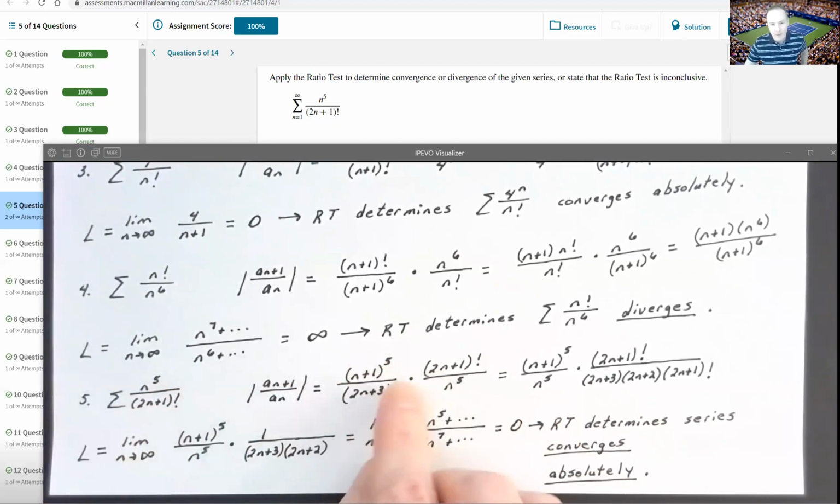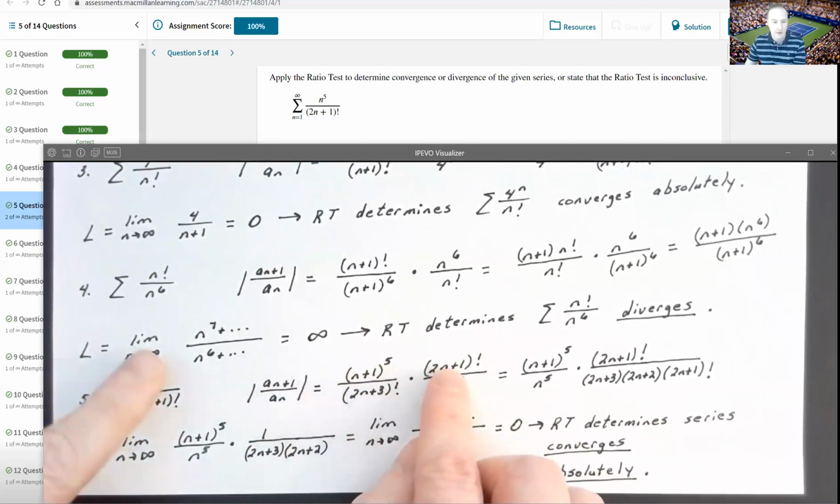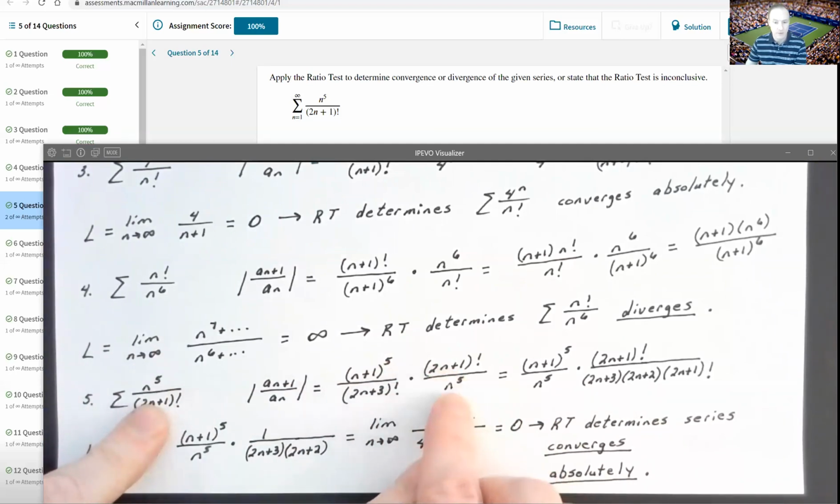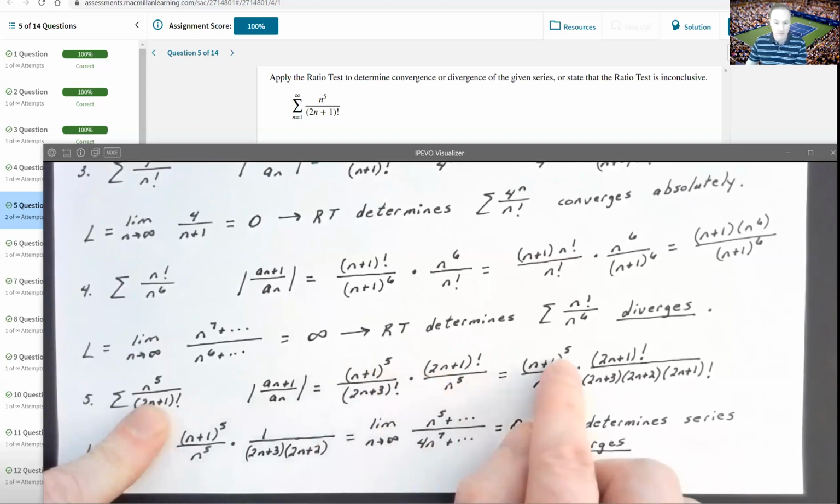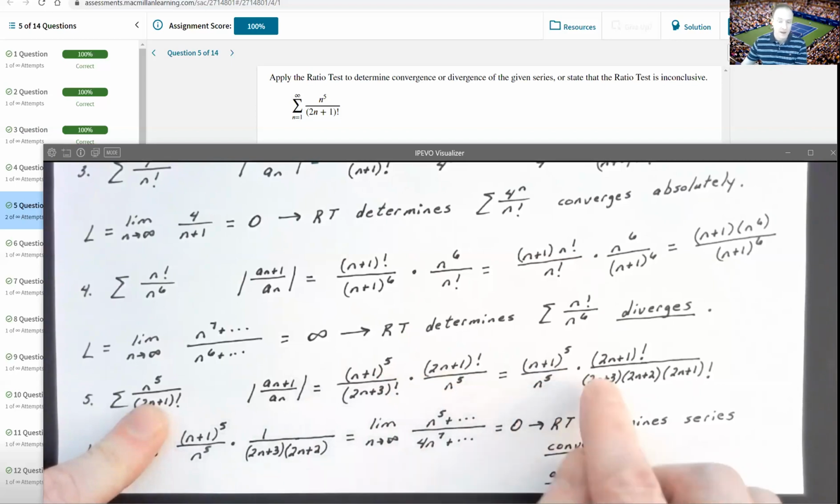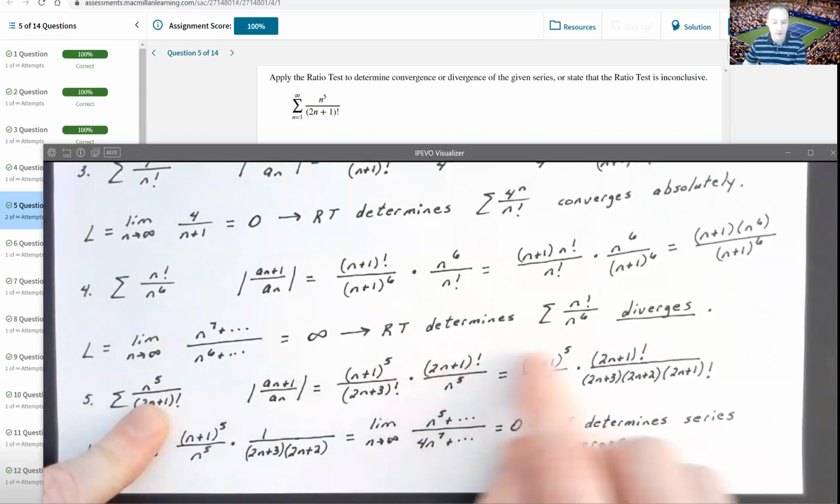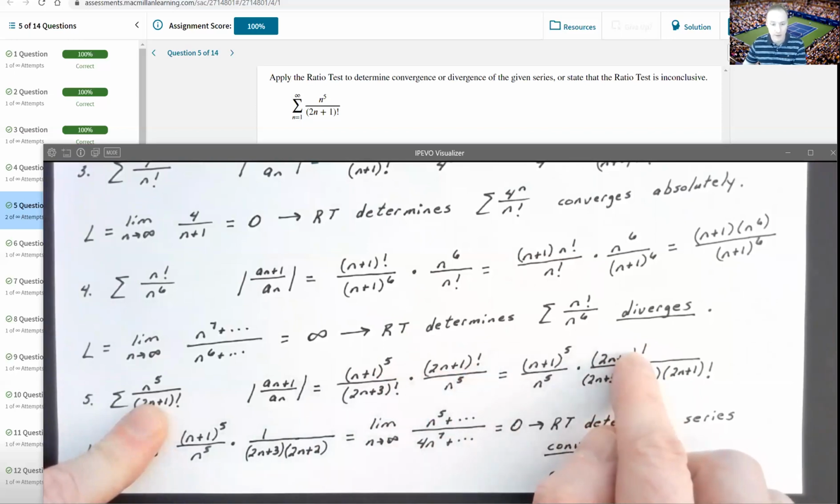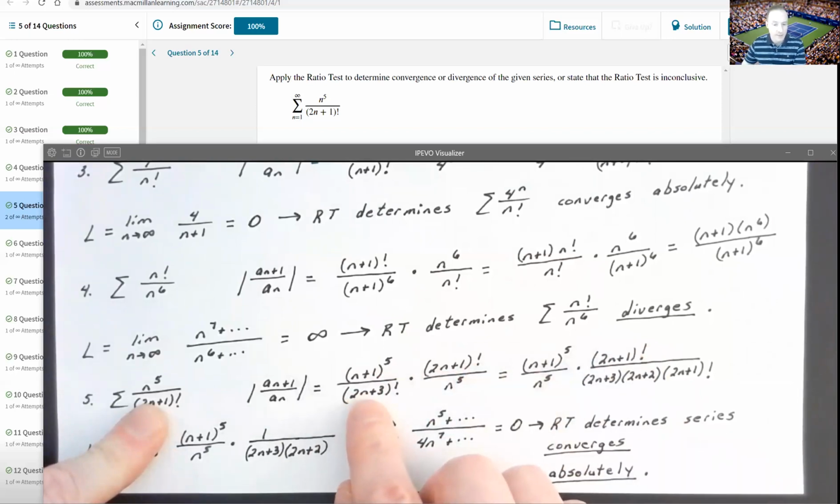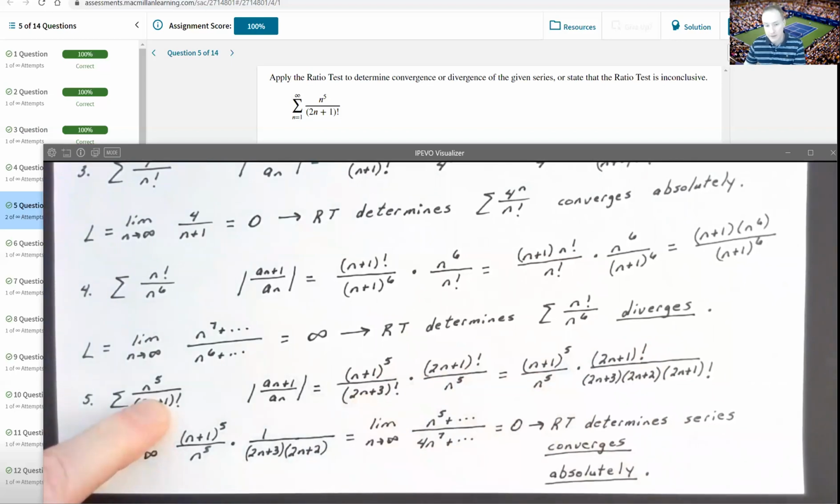Now, we're multiplying that by the reciprocal of a sub n, which is 2n plus 1 factorial over n to the fifth. So I grouped my two terms to the fifth power together, n plus 1 to the fifth over n to the fifth. Now let's multiply that by our factorials. I left my 2n plus 1 factorial alone in the numerator. And then please remember what 2n plus 3 factorial means in the denominator.